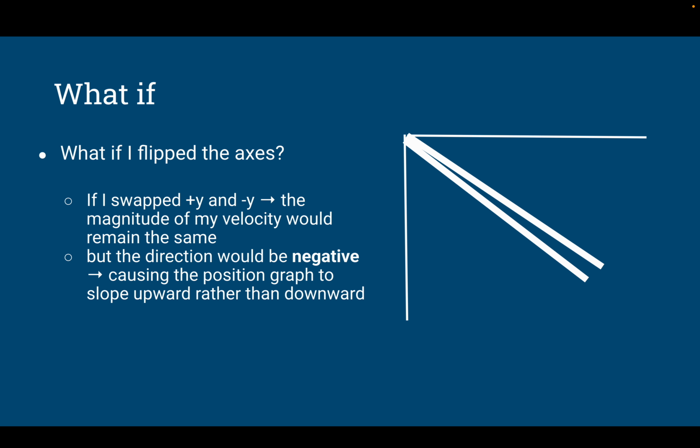What if we flip the axes? If you swap the positive y and negative y axes, the magnitude of the velocity would be the exact same, but the direction would be negative, so you'll just invert it over the x-axis.